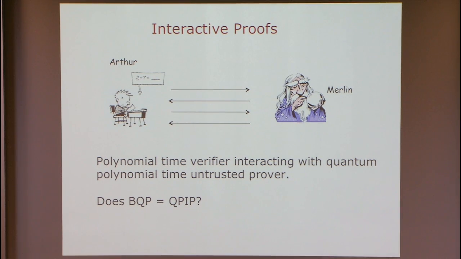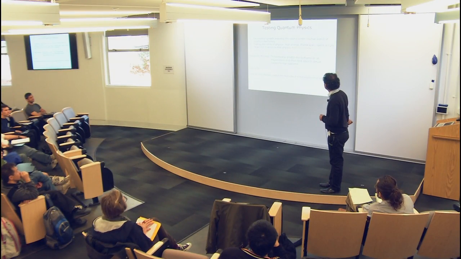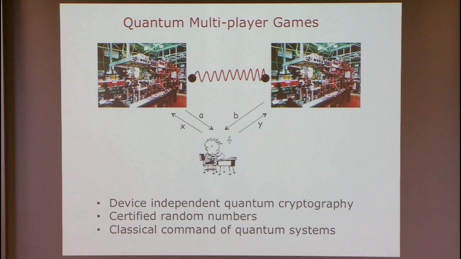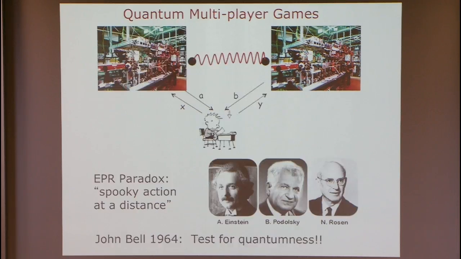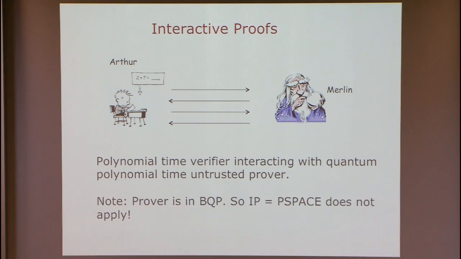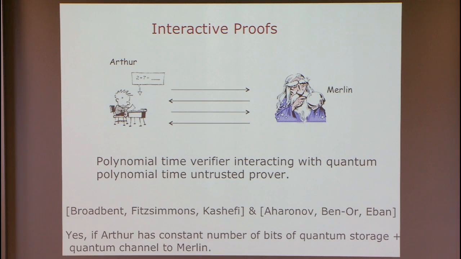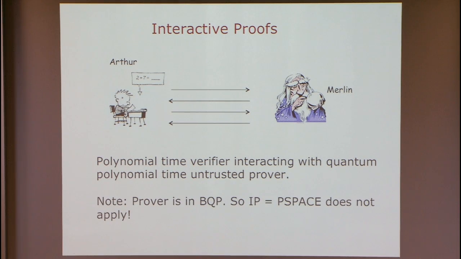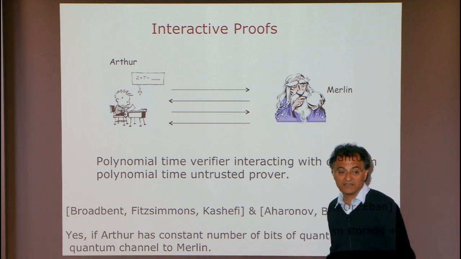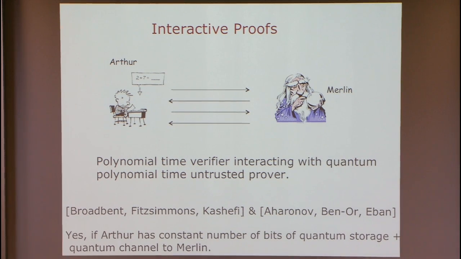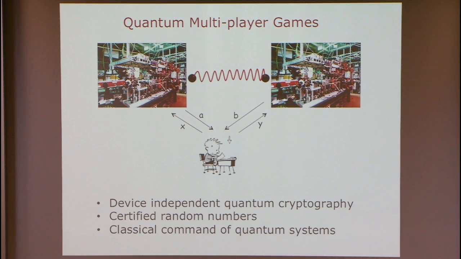Your slide a couple of slides ago, I thought you said that VQP was QPAP. Oh, sorry, did I say that? I should have put a star there. One back. Okay, two back. You said yes if Arthur has a constant number of quantum bits. Oh, I see. So when I say QPIP, I mean without this. So I think this would be called QPIP star, right? So if you have those extra quantum bits.